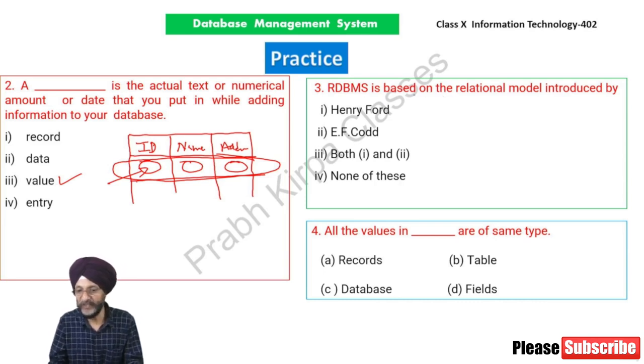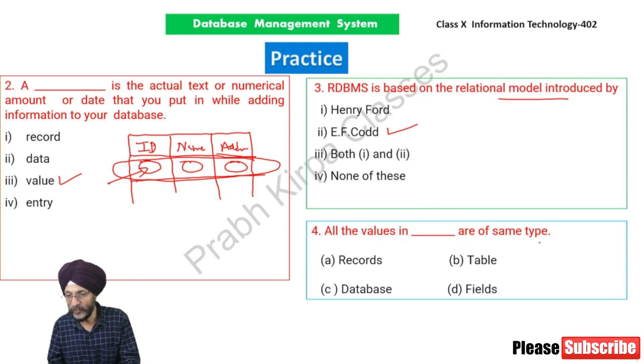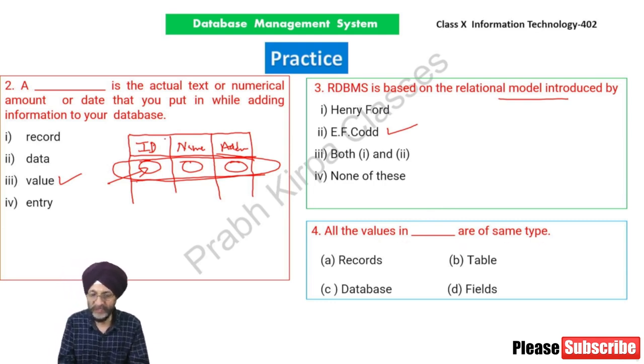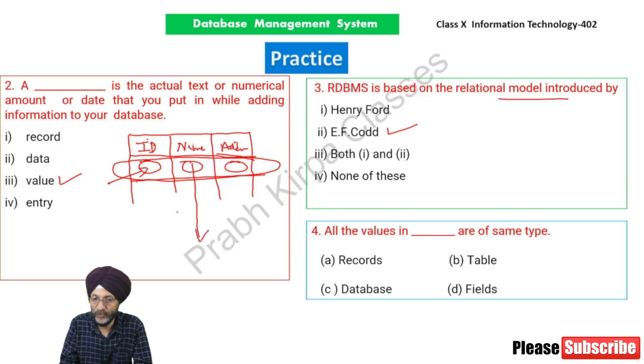RDBMS is based on the relational model which was introduced by E. F. Codd. All the values in a field are of the same type. As you have seen in the case of employee ID, employee name and employee address, only one type of information is shown in any one particular column. In case of ID, only ID is there. It may be 001, 002. In case of name, it may be A, B, C or D.